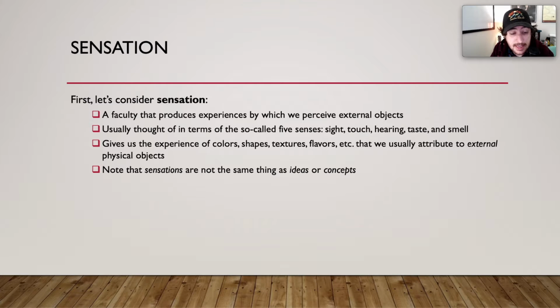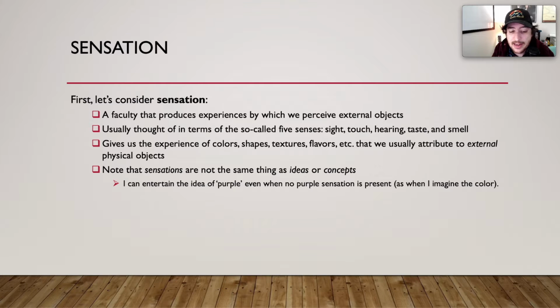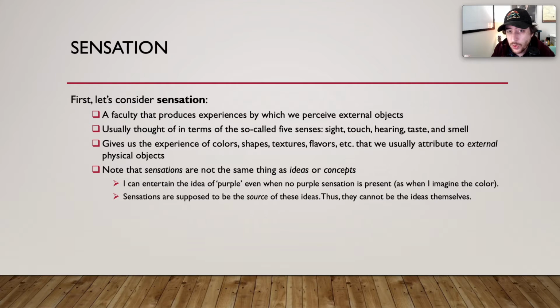Note, these sensations are not the same thing as ideas or concepts. So I can entertain the idea of purple even when no purple sensation is present. I can close my eyes and imagine the color purple. I have the idea of purple before my mind, but I'm not actually sensing purple. Sensations are also supposed to be the source of these ideas on Locke's view. And so if sensations are the source of our ideas, it's important that the senses are not the same thing as the ideas, because ideas can't explain themselves. So sensations are the causes of our ideas.